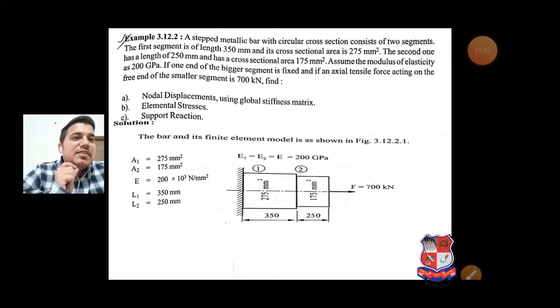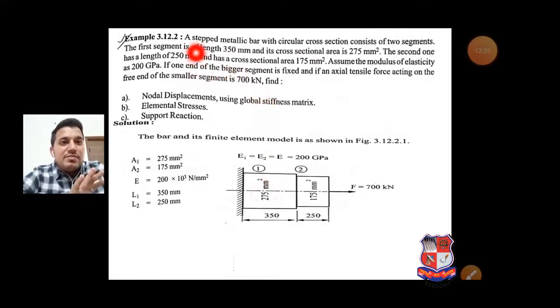The first segment has a length of 350 mm and its cross-sectional area is 275 mm square. The second one has a length of 250 mm and a cross-sectional area of 175 mm square. So here they are giving data. They are not giving any kind of figure, so we have to generate this figure by ourselves.